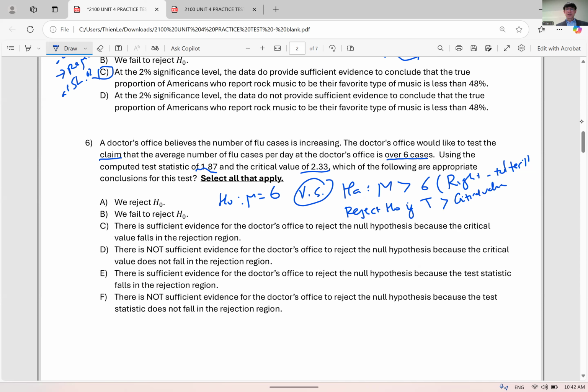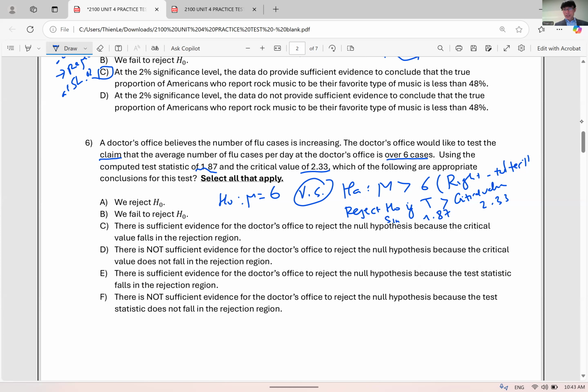Okay. So in this case, your test statistic is 1.87. And the critical value is 2.33, right? So for a right tail test, your rejection region should be T greater than the critical value. Okay, we have that theorem in the lecture note. If you don't remember, please refer to the lecture note. So in this case, you can see this is not met, right? Because 1.87 is not bigger than 2.33, right?